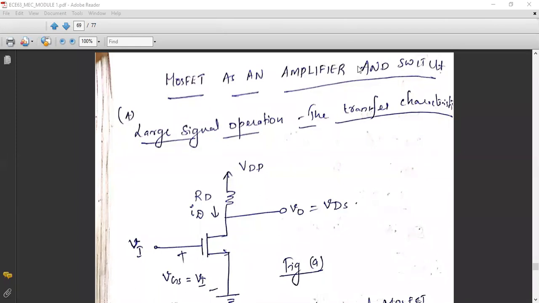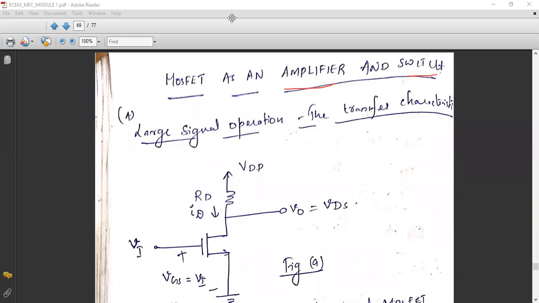Okay, thank you. So today we will learn how the MOSFET is working as an amplifier and a switch. This is a very important topic as far as this module 1 is concerned. So you can take down the important points. First we will deal with the amplifier portion. We have two applications of MOSFET: it will work as an amplifier as well as a switch.